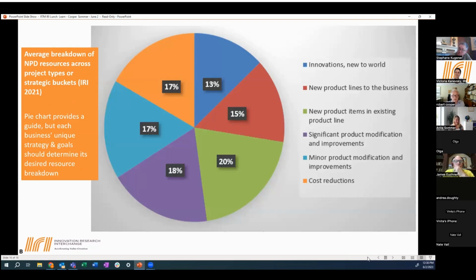This came out of an IRI study that Kleinschmidt and I did a few years ago. The one thing to think about when you're having your portfolio reviews is to make sure that you look at the split in resources across project types versus what you think it should ideally be in your business. This is just average across IRI companies, and while average is not necessarily the goal, at least it's an indication. Next slide.